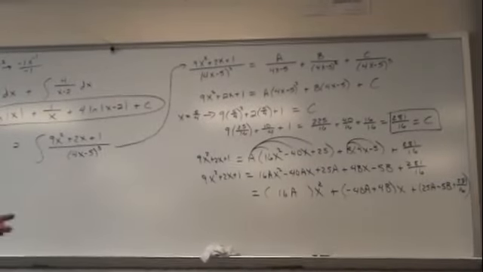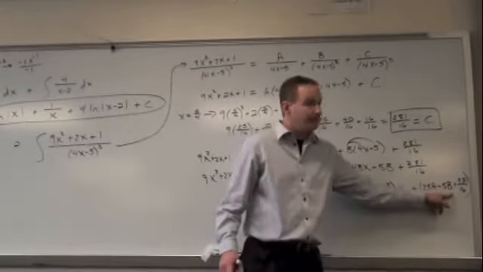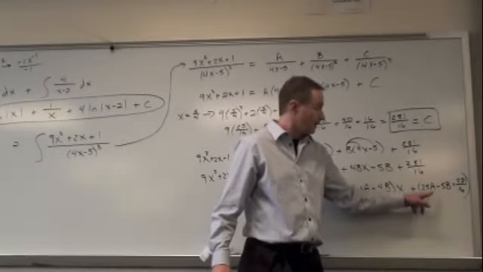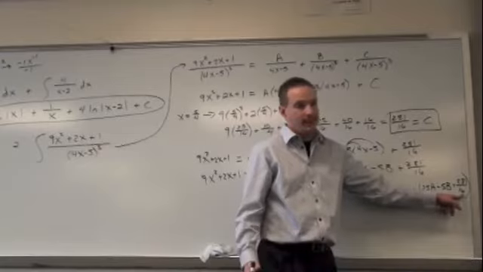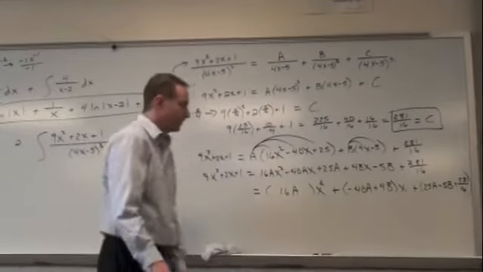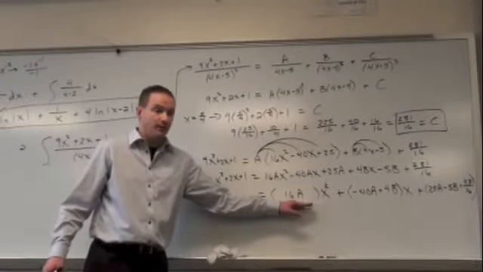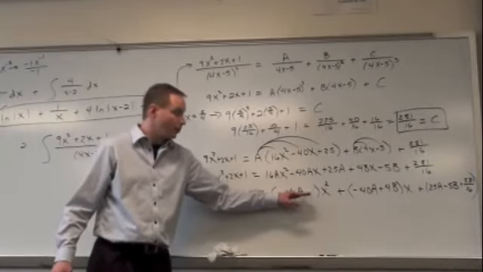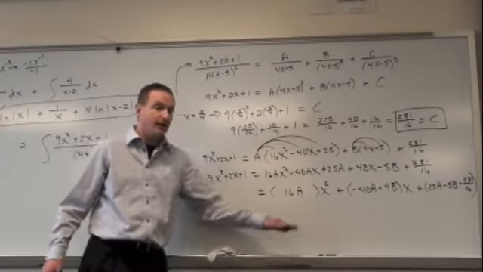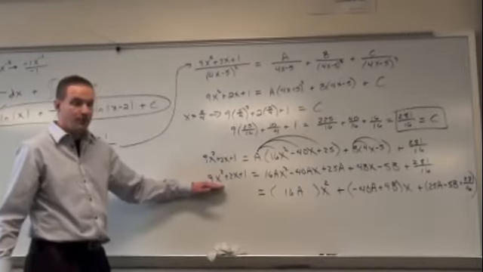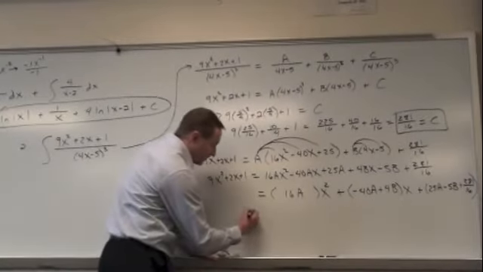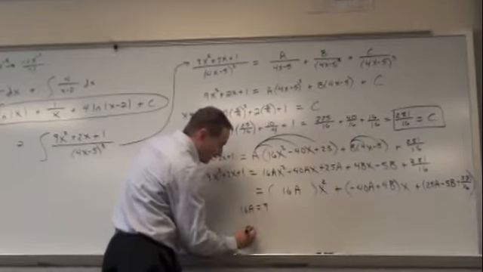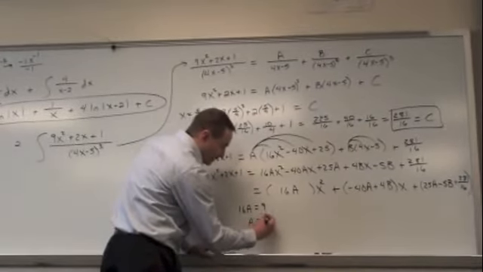So now, instead of working with this one, that would be pretty ugly, I'd say I know 25A minus 5B plus 281 over 16 equals 1. That'd be hard to work with. This one's easy to work with. I can say there is only one coefficient of x squared on the right-hand side. There's my coefficient of x squared on the left. Thus, 16A has to be 9. So A is 9 over 16.